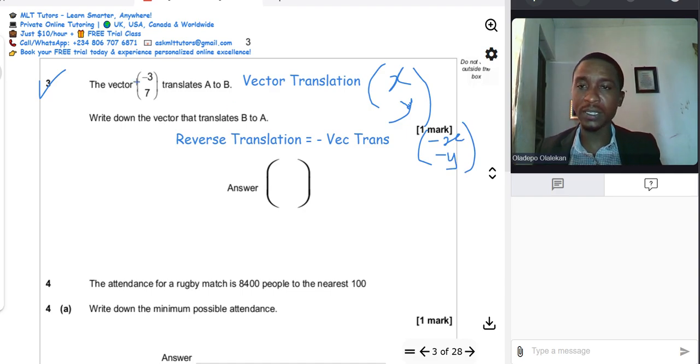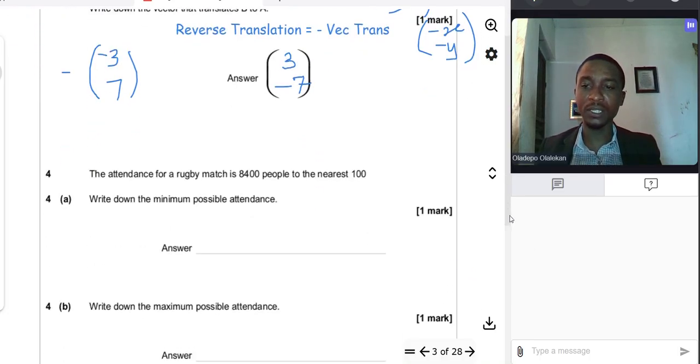So in this case, we have our vector translation, which is -3 and 7. So when we subtract, minus times -3 will give us +3, then minus times +7 will give us -7. And that's the answer to question 3.